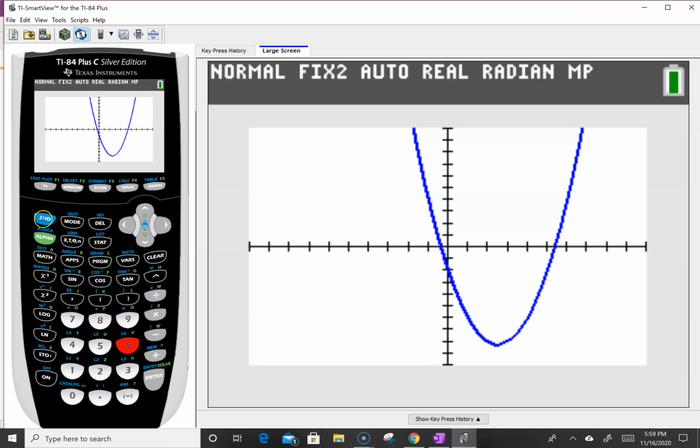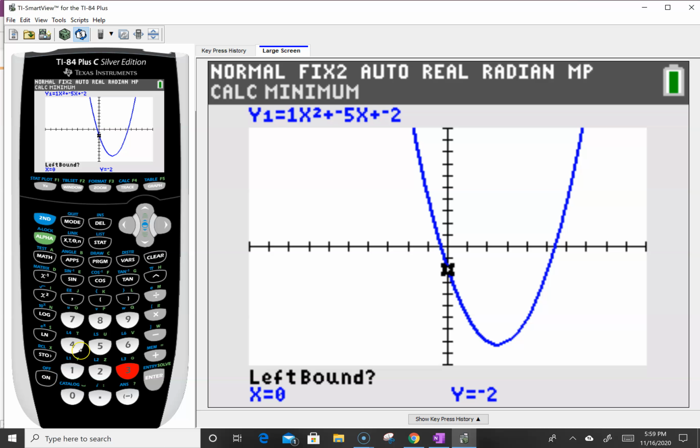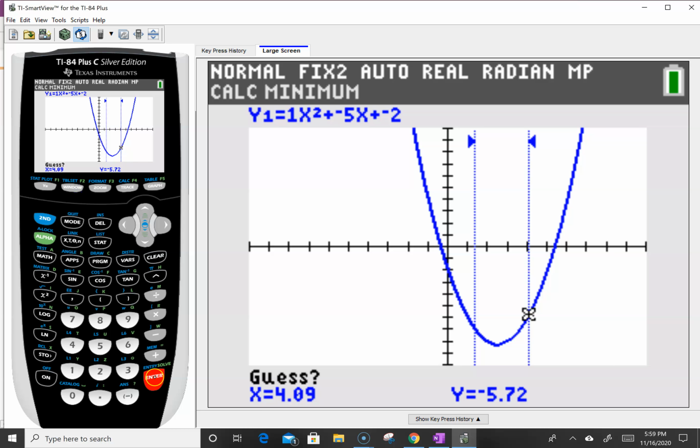So on my calculator, I hit second, calculate, and I want the minimum value, which is 3. So I'm going to move my cursor over where it's clearly on the left and hit enter. Then I'm going to move my cursor over so it's clearly to the right and hit enter.